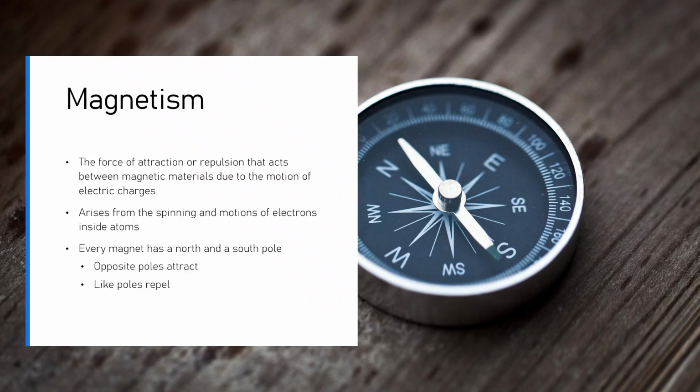So moving on, we're going to define magnetism here. It's the force of attraction or repulsion that acts between magnetic materials due to the motion of electric charges. It arises from the spinning and other motions of electrons inside of atoms. Another key trait of magnetism is that every magnet has a north and a south pole, with opposing poles attracting to each other and like poles repelling. So north to north, they would repel from each other. But north to south always attracts.